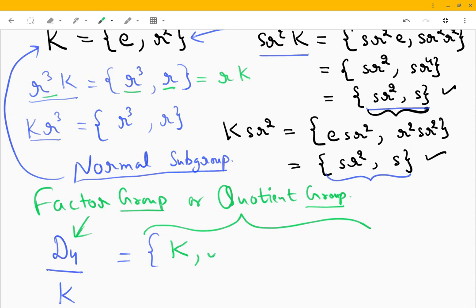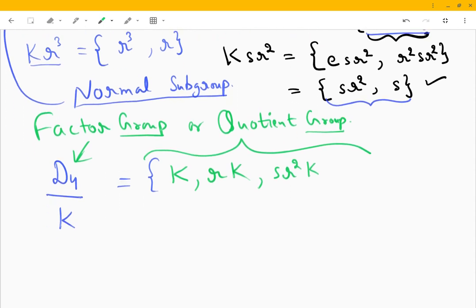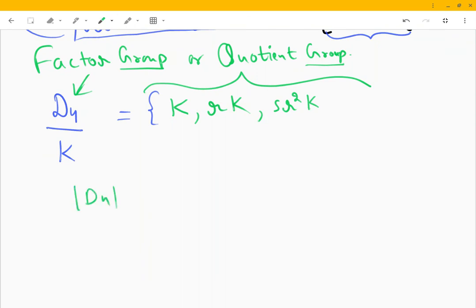Now you can take left or right cosets, anything you like. I'm taking left cosets, so I'll take RK, and by taking RK, I have also taken R cube K. Then I'll take S R square K, and by taking SR square K, I have automatically taken SK, because SR square K will be same as SK. Now what is left? R is considered, SR square is considered, R cube, R square was in that. There should be one more. And why should there be one more? Because the order of D4 is 8, and the order of K, the subgroup, was 2. So the order of our quotient group has to be 4.